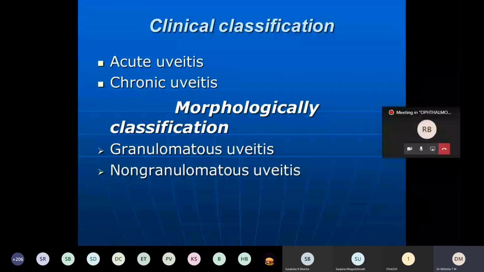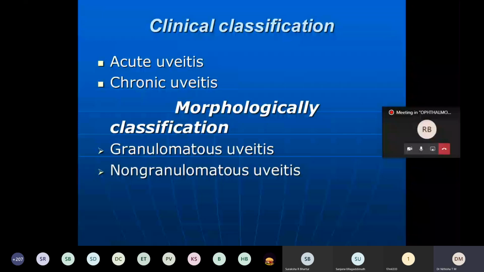Recurrent uveitis is when the patient has irregularly taken the treatment and stopped in between, so that the symptoms recur. That is called recurrent uveitis. Morphological classification is divided into granulomatous uveitis and non-granulomatous uveitis.